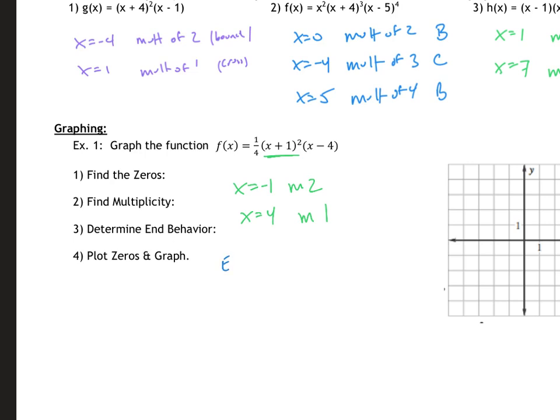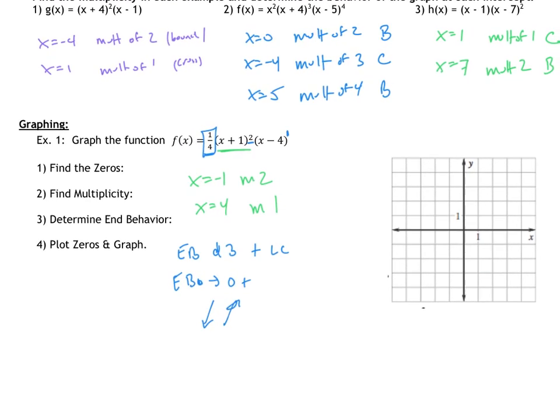My end behavior here, I got 2 plus 1 is 3, so it's a degree 3. And this leading coefficient is 1/4, so it's a positive leading coefficient. So my end behavior would be odd and positive. So odd and positive is gonna go down and then up. Kind of a quick way of remembering all of that stuff.